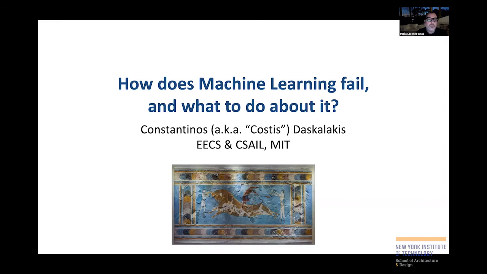I'm going to now proceed with the first presenter this evening, Constantinos Daskalakis, who will present how does machine learning fail and what can we do about it. Constantinos is a professor of computer science at MIT, working on computational theory and its interface with game theory, economics, probability theory, machine learning, and statistics. His work has resolved long-standing problems about the computational complexity of Nash equilibrium and multi-item auctions, and now focuses on high-dimensional statistics and learning from biased, dependent, and strategic data.